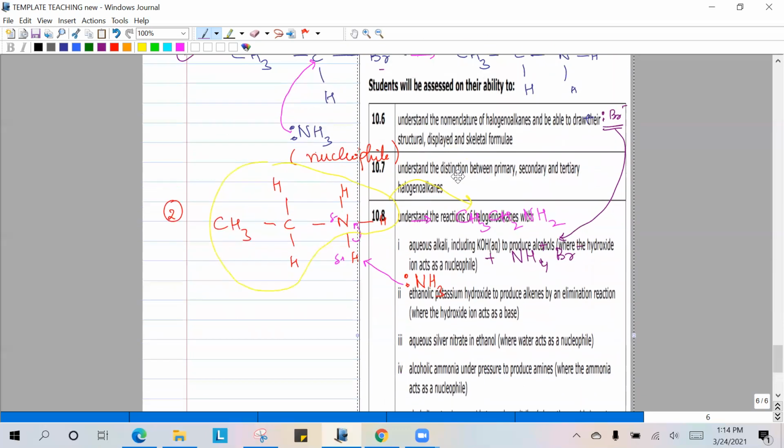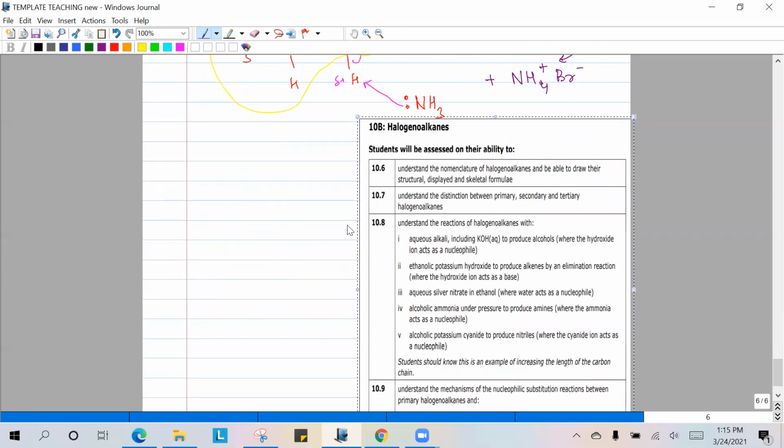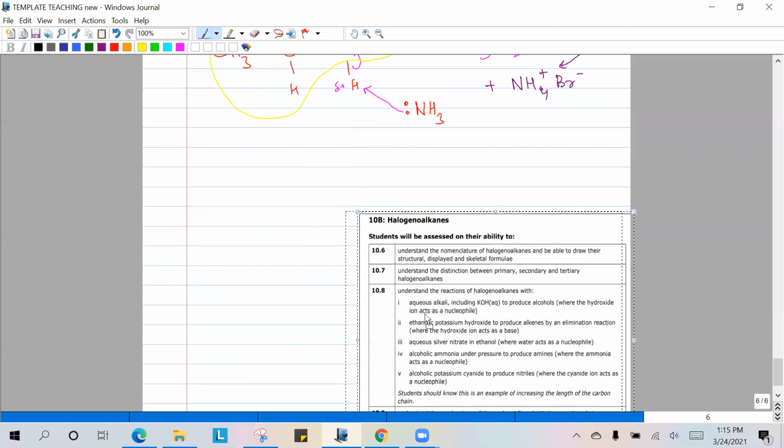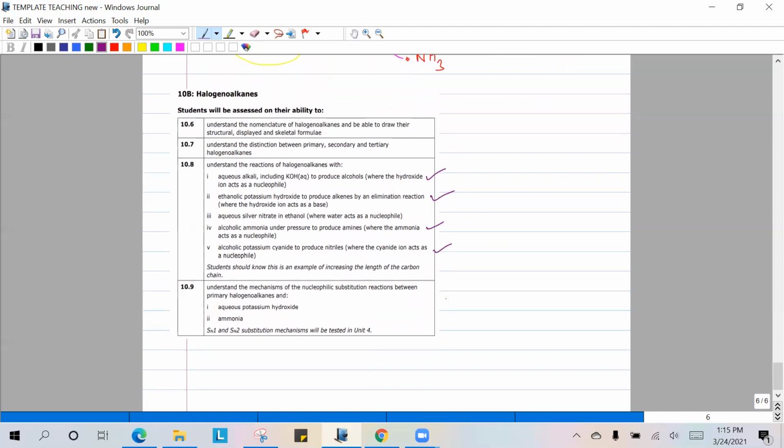So right now, in terms of reactions, I have talked about alcoholic ammonia, where ammonia is a nucleophile. I have talked about cyanide, where the cyanide ion becomes a nucleophile. Then I have also explained that this is an example of increasing the length of the carbon chain. Then I explained the mechanism of nucleophilic reactions, aqueous ammonia in the previous video, and for this ammonia now.